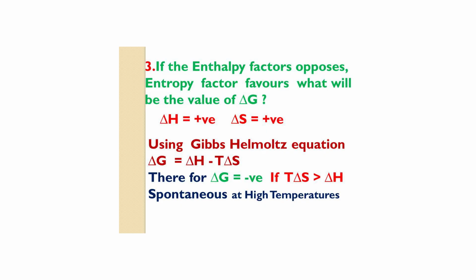Condition 3: the enthalpy factor opposes and the entropy factor favors. What will be the value of delta G? Enthalpy factor opposes means delta H becomes positive. Entropy factor favors means delta S becomes positive. What will be the value of delta G? Delta G will be negative if T delta S becomes greater than delta H. That is, delta G becomes negative for a spontaneous process at a higher temperature.